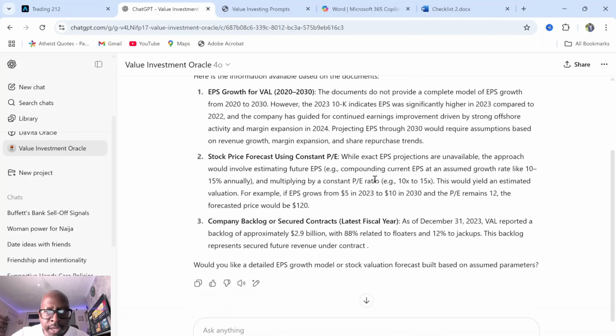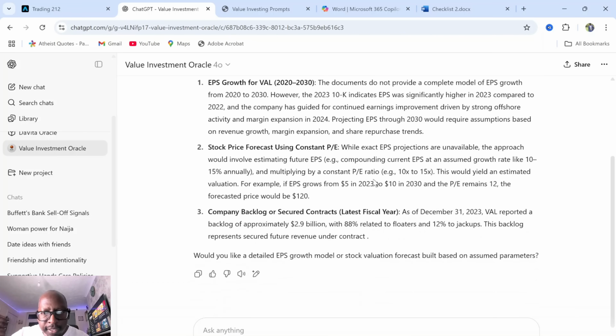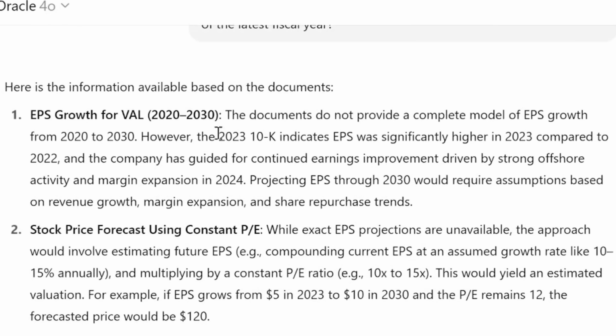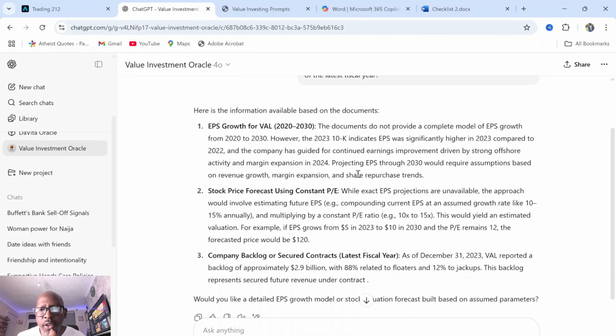Now we actually have the process information here. So it's saying that EPS growth for Velaris from 2020 to 2030. What it's showing us is that the documents do not provide a complete model of EPS growth from 2020 to 2030. However, the 2023 10K indicates EPS was significantly higher in 2023 compared to 2022, and the company is guided for continued earnings improvement driven by strong offshore activity and margin expansion.